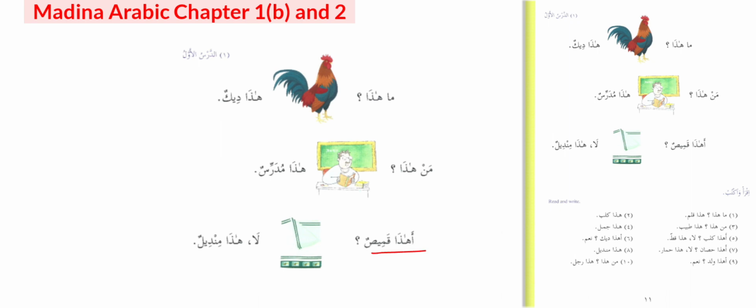Now the next one, haza qamistun. Is this a qamis? Qamis means what? Shirt. Is this a qamis? La, no. So this is not a shirt. What is this? Haza mindilun. Handkerchief.